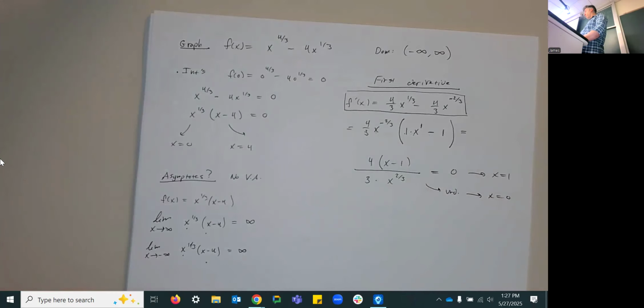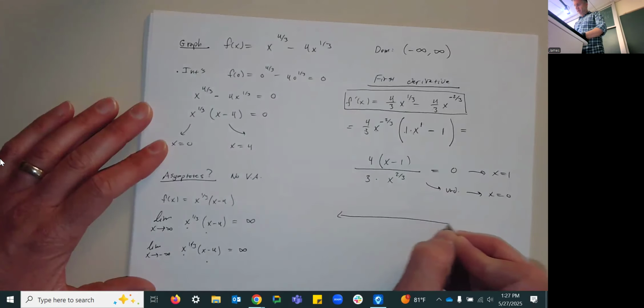So we do have a critical point at 0, and it is an actual for real critical point, not like where we have a vertical asymptote, because 0 is in the domain of the original function. So this 0 actually is a critical point. So let's look at our sign chart here. Ooh, sign chart's going to be interesting.